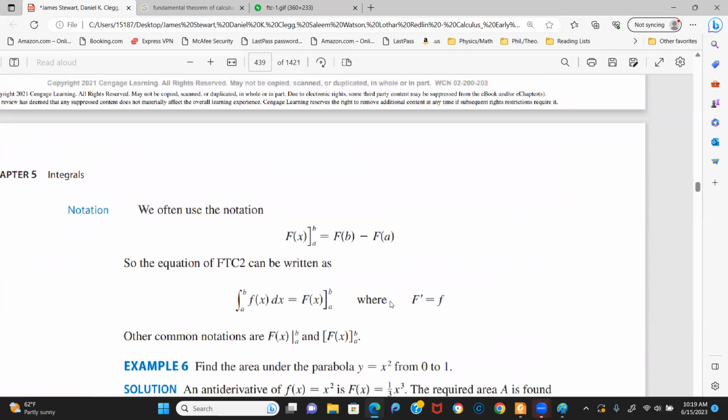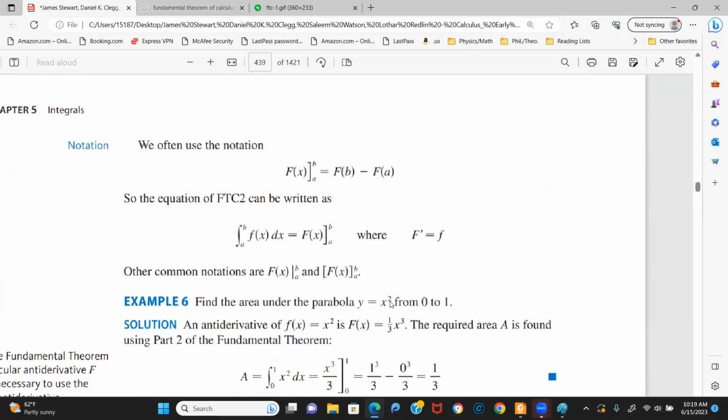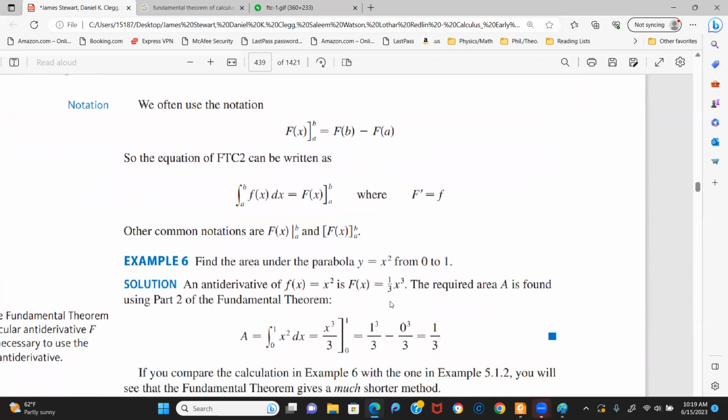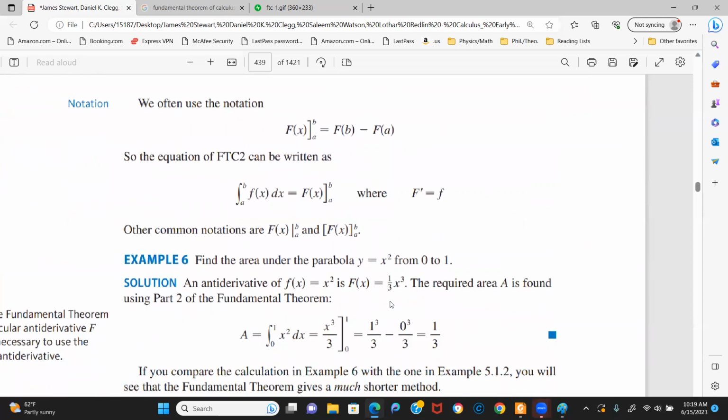All right, let's see. Here's another simplification. We saw this problem, we did this problem finding the area under the parabola from 0 to 1. That is computing this integral right here. And that was not terrible, but it was still kind of annoying and tedious. But once you know the fundamental theorem of calculus, this is a very straightforward problem.